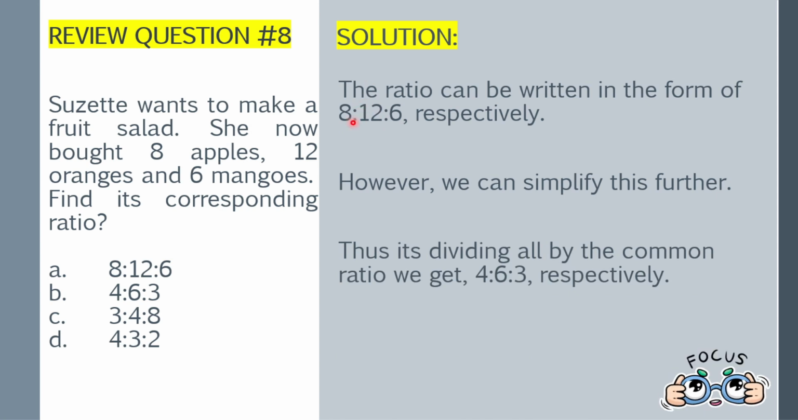So this can be divided by 2. 8 divided by 2, we get 4. 12 divided by 2, we get 6. And 6 divided by 2, we get 3. Therefore, the correct answer here is letter B, 4 is to 6 is to 3.